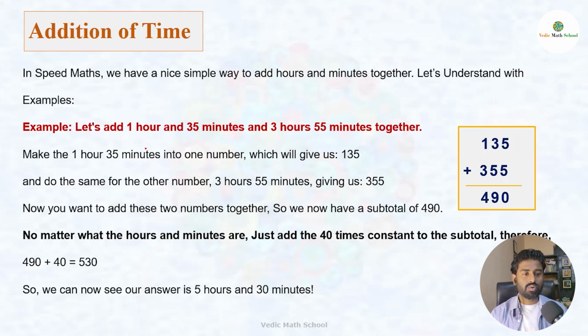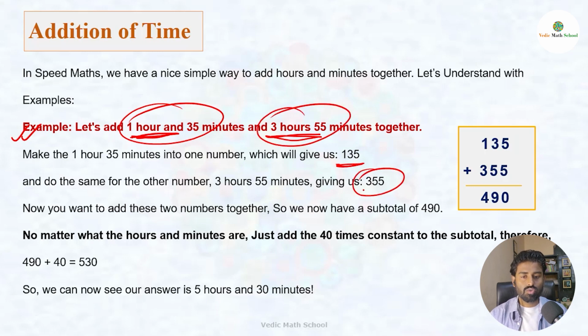To add the numbers using the Vedic method, we don't have to do any conversion. How it works, we're going to understand with examples. Let's see that we have to add 1 hour 35 minutes with 3 hours 55 minutes. In that case we write this 1 hour 35 minutes as it is, 135, and this 3 hours 55 minutes as 355.